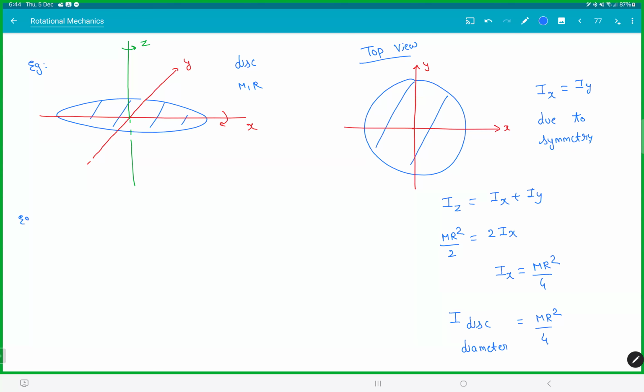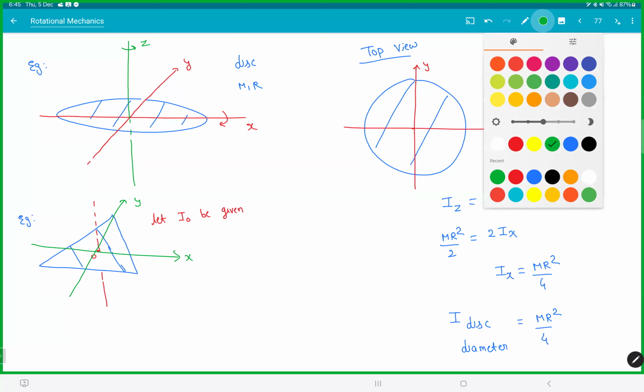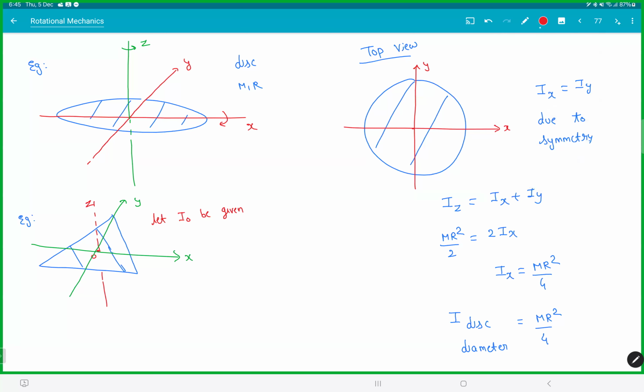Now same thing, same question. Suppose this had been a triangular plate, and let's say this is the centroid. Let's say I naught is given. Let I naught be equal to I. We will calculate that later on, but let's say it is given. Now, if I try to use the theorem, look at the problem here. The theorem is not wrong. The theorem is still valid. The theorem says Iz is Ix plus Iy, great, but Ix is not equal to Iy, we can't solve.